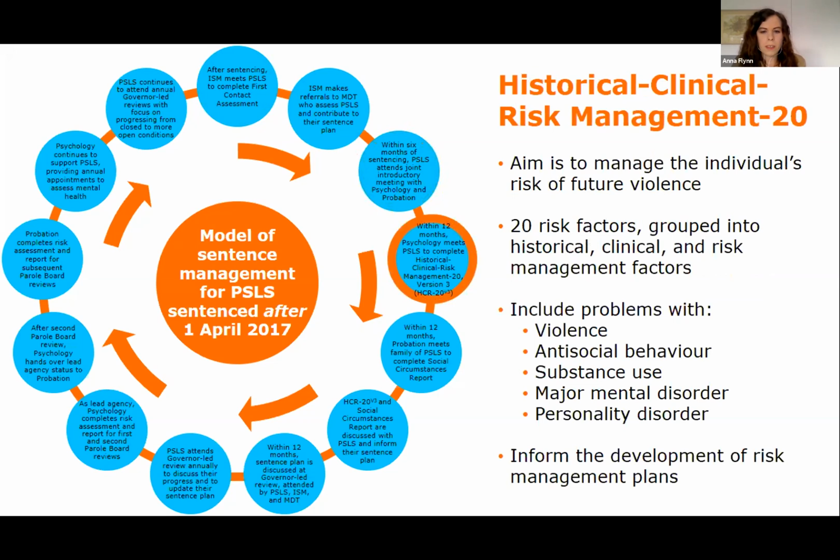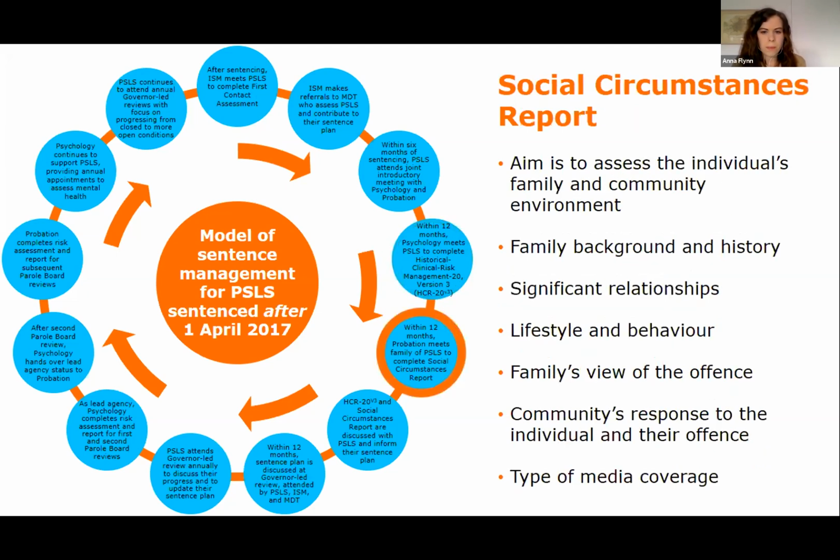Within 12 months of sentencing, the psychologist meets the individual to complete the Historical Clinical Risk Management 20, or HCR-20. The aim of this assessment is to manage the individual's risk of future violence. It contains 20 risk factors grouped into historical, clinical, and risk management factors. And these include problems with violence, antisocial behavior, substance use, major mental disorder, and personality disorder. These risk factors inform the development of risk management plans.